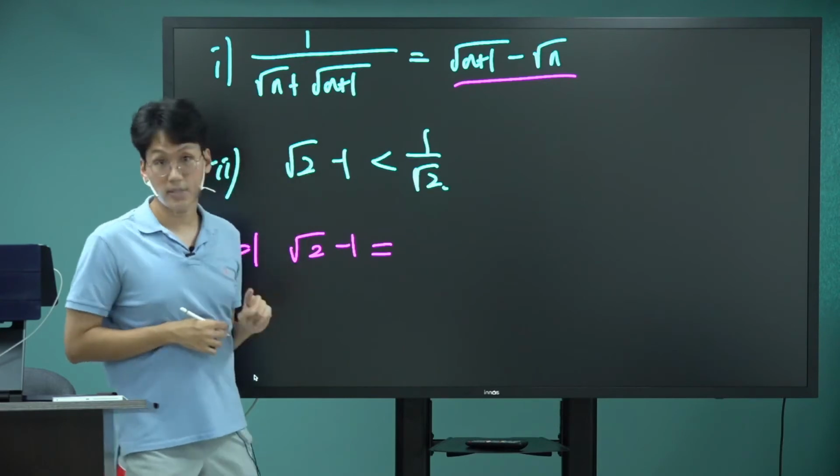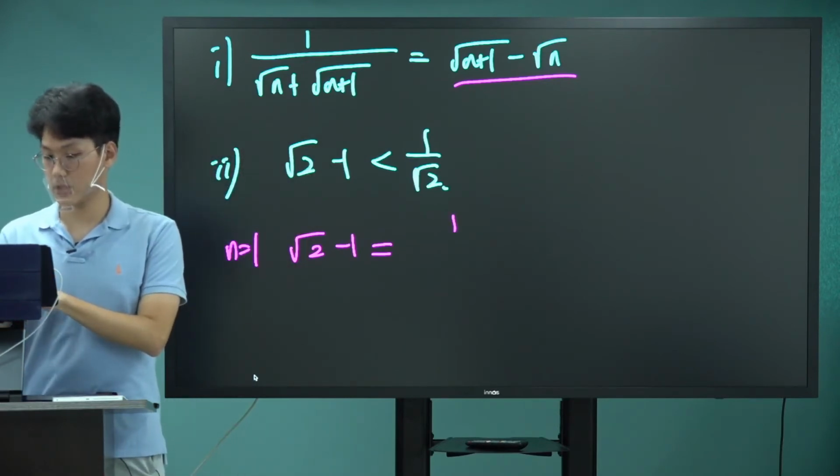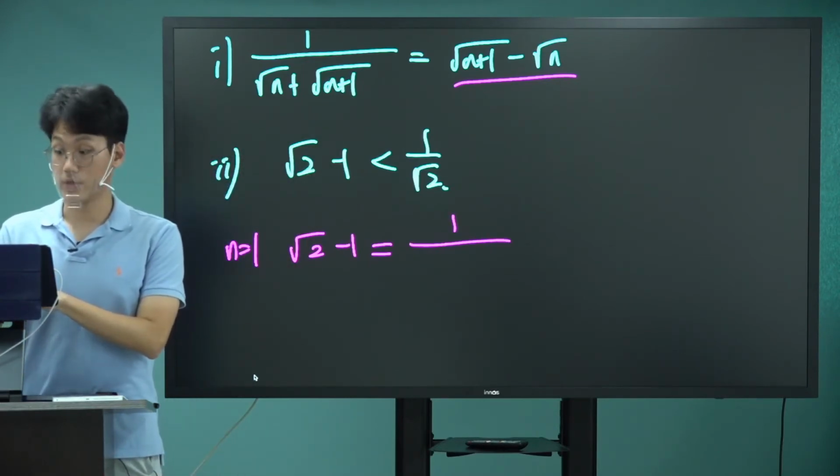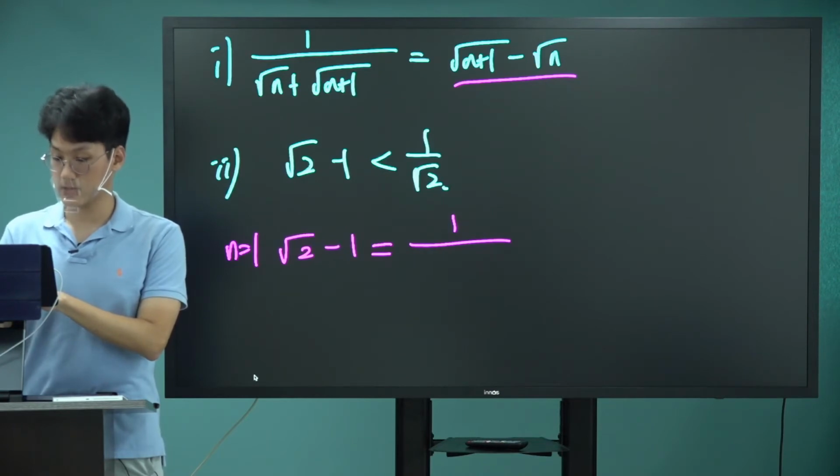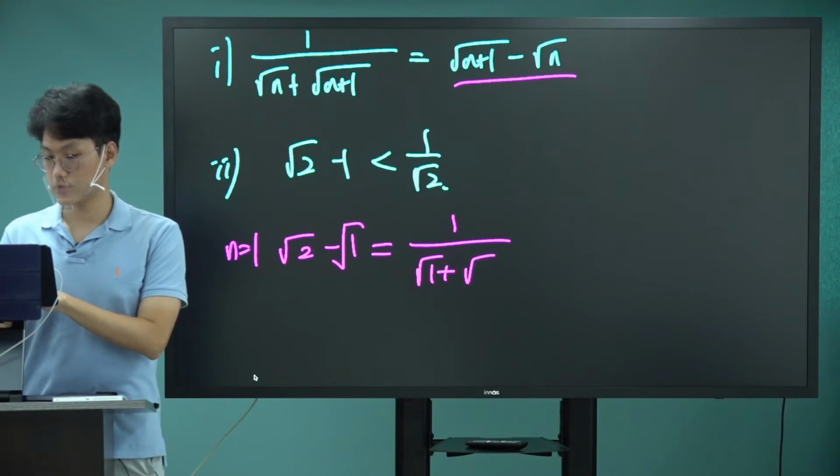So let's plug it in. If I plug it in, what do I get? I'm going to have 1 over, and 1 is also the square root of 1, don't forget that. It's going to be the square root of 1 plus the square root of 2.